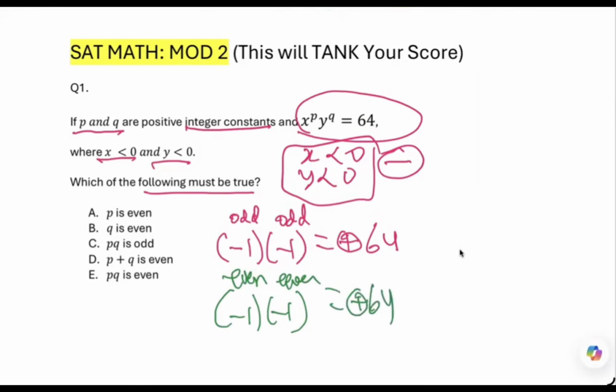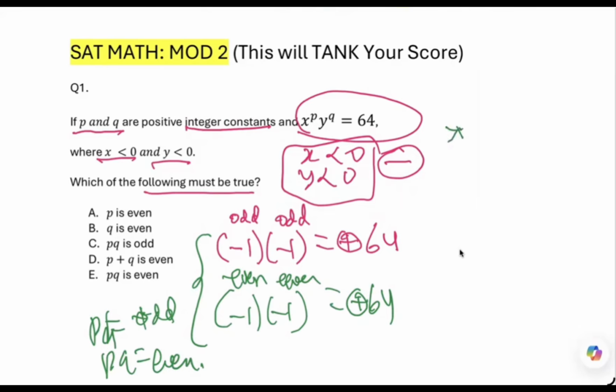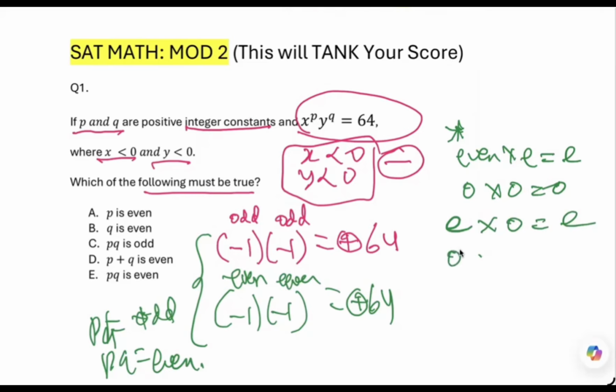So P and Q can be both odd, or P and Q can be both even numbers. This is key. But you have to know this. If you take two even numbers, an even number times an even number will give you an even number. If you take an odd number times an odd number, it gives you what? Odd number. If you take an even number multiplied by an odd number, you still get an even number. If you take an odd number multiplied by an even number, you still get an even number. This is the condition you're going to use to answer the question.